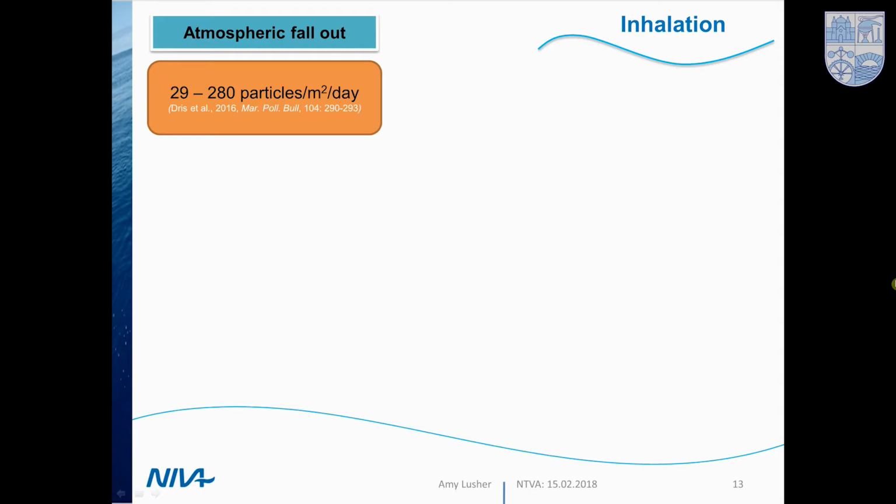So I've been talking about atmospheric airborne particles. This value on the screen was taken from Paris in an urban area, looking at atmospheric fallout of airborne plastics and airborne fibres. The values range between 29 to 280 particles per meter squared per day. So we know that plastics are airborne and they're around us. They're going to be floating in the air that we breathe.